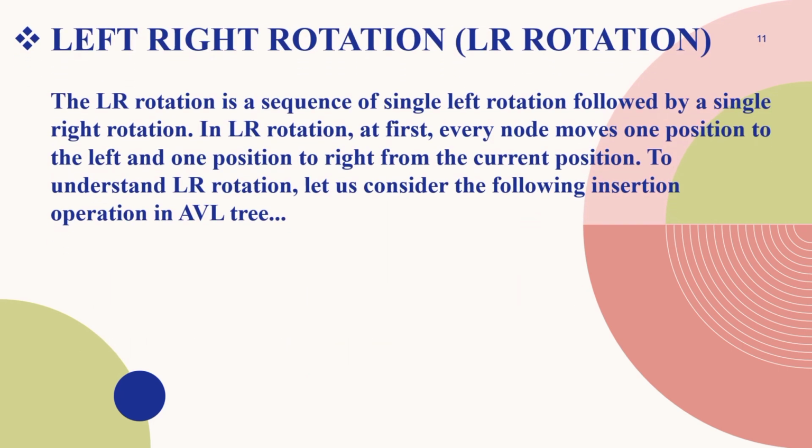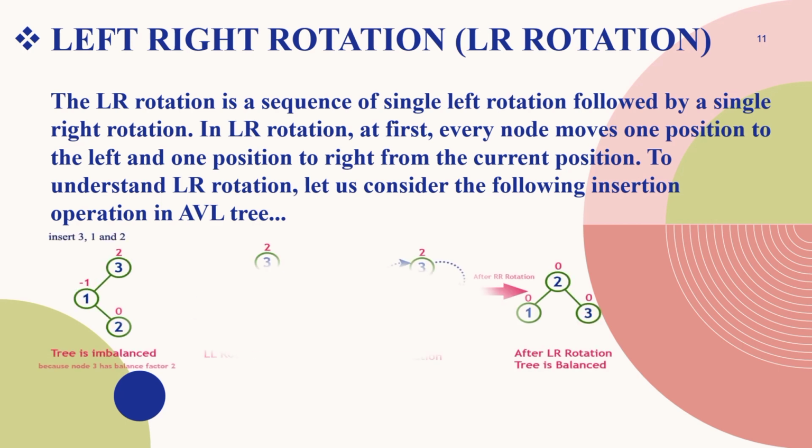Third one will be the left-right rotation, which is also known as LR rotation. The LR rotation is a sequence of single left rotation followed by a single right rotation. In LR rotation, at first every node moves one position to the left and one position to the right from the current position. To understand the LR rotation, let us consider the following insertion operation in the AVL tree.